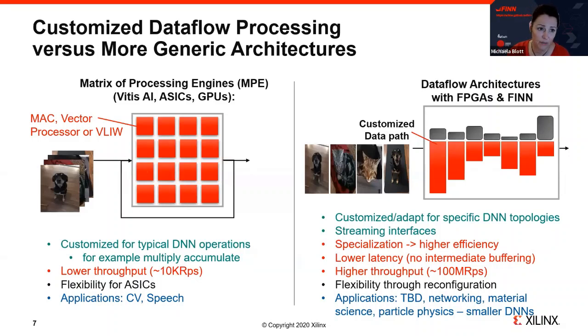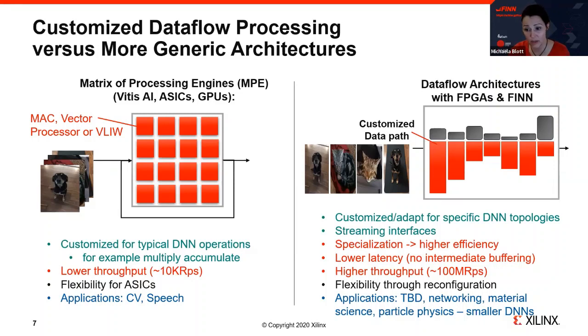Now, on the right-hand side, we show customized dataflow architectures, which basically customize or adapt the hardware architecture to the specifics of the topology. So, for example, you could have a ResNet-50 accelerator. All layers have here dedicated hardware compute resources in the device, whereby the compute resources are proportional to the compute requirements in each of the layers to balance the throughput through the design. And the inputs are then just streamed through the architecture. It's like a pipeline.